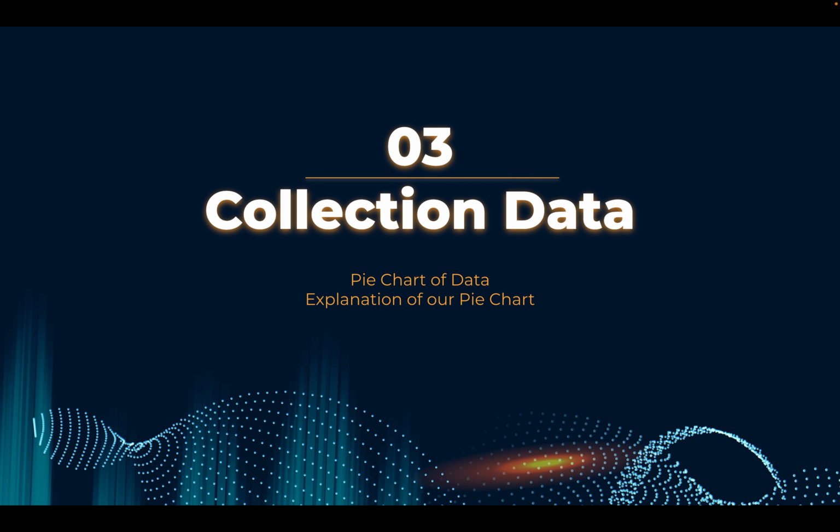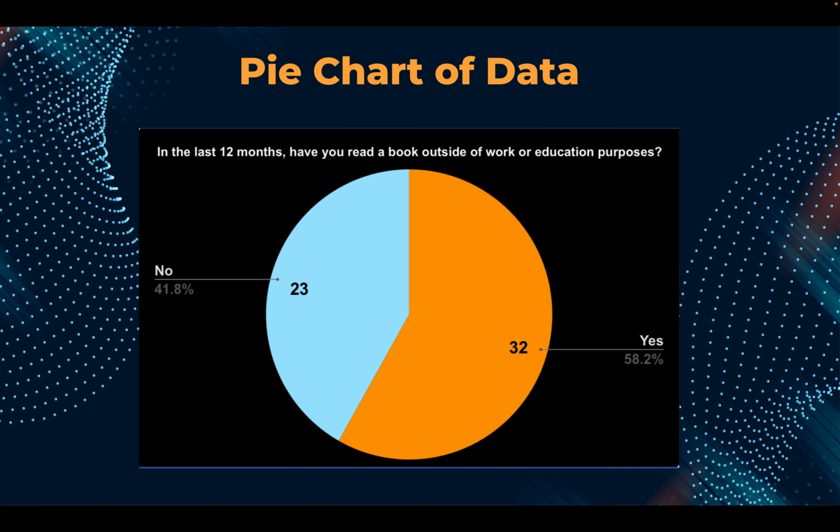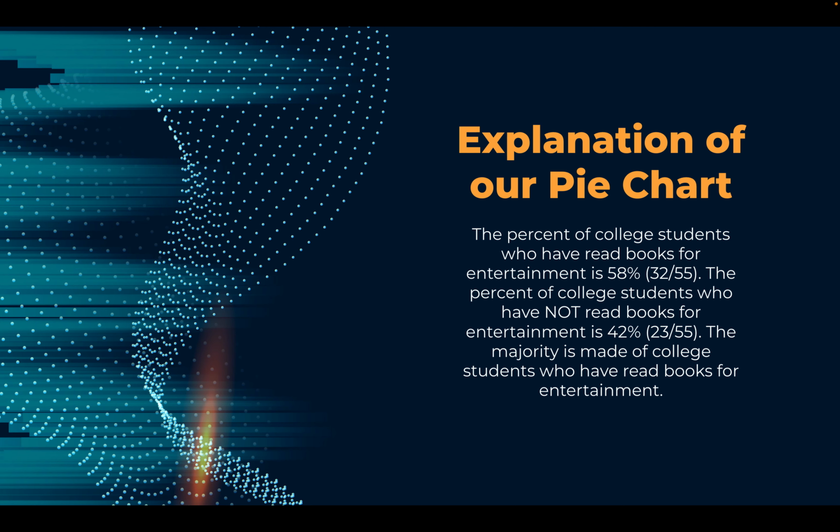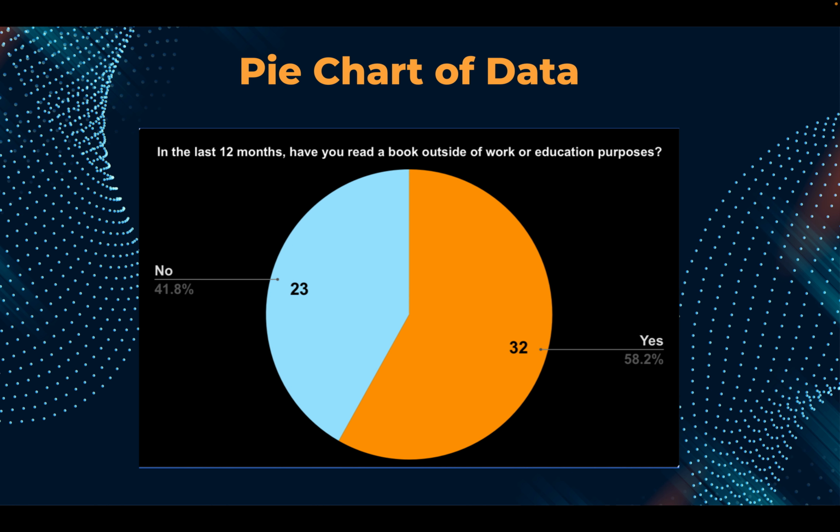Next is our data collection. As you can see, here is a pie chart of our data, which is explained in the next slide. 32, or 58%, of college students have read a book for entertainment, and 23, or 42%, of college students have not read a book for entertainment. As you can see, the 32 students are the majority.